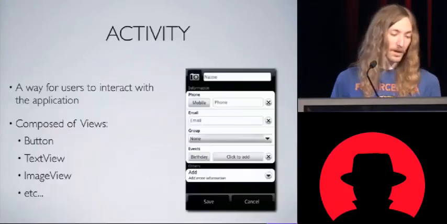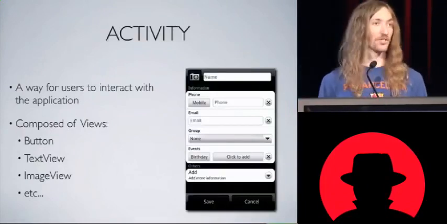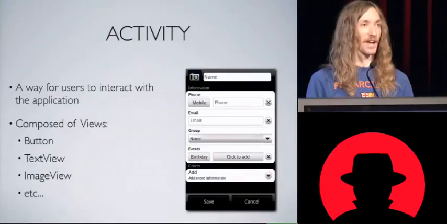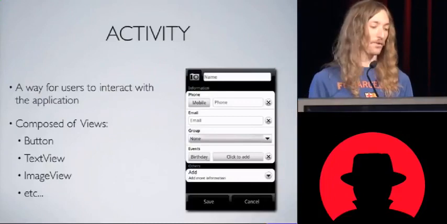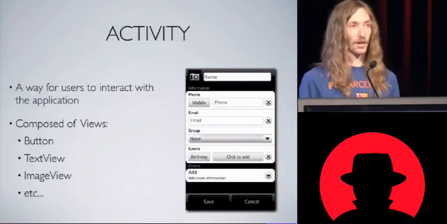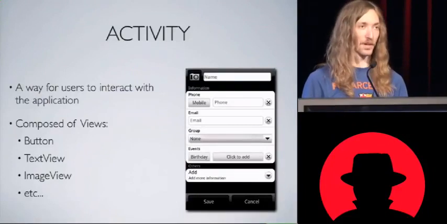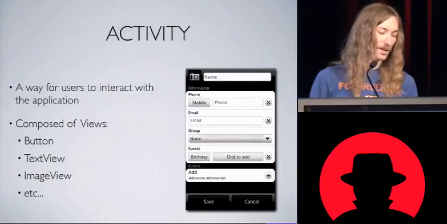So yeah, activities. Activities on Android are basically just a UI screen. This is a way for a user to interact with an application. The activity itself is going to be composed of views, which on Android are essentially just your UI widgets, your buttons, image views, text views, a lot of things like that.